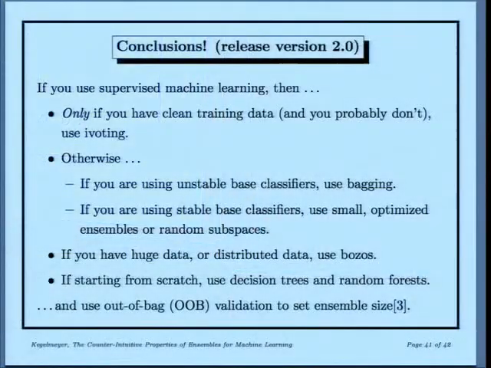If you use supervised machine learning, and who wouldn't, because we all want to predict the future, if you have clean data and you're a risky sort of person, you can use I-voting or boosting. Otherwise, use bagging if you can get away with it. If you have to use a stable classifier, then consider optimizing your small ensemble or using random subspaces. If you have a huge amount of data, use bozos, combine bozos with random forests. But whatever you do, let the data tell you how big the ensemble ought to be. Don't set it to some arbitrary value, because A, you won't get as much accuracy as you could, and B, you may draw incorrect conclusions as to the relative merits of your approaches. And that's it. Thanks for your attention.